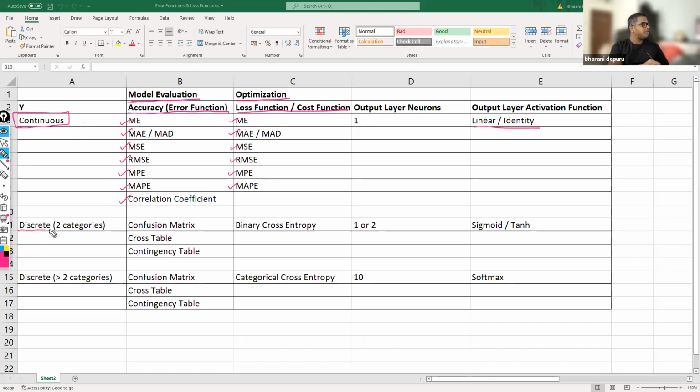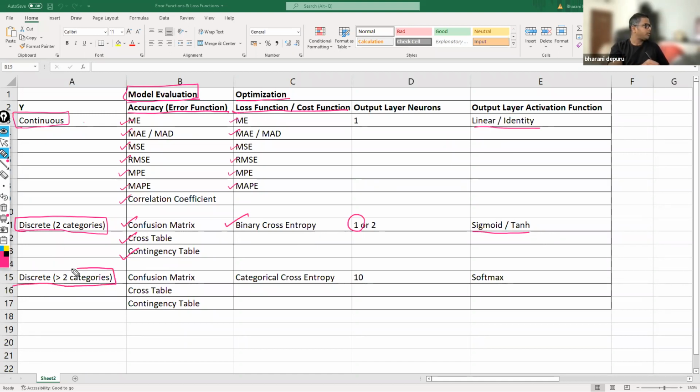If the output variable is discrete in two categories, will a person default on the loan or not? Do we have cat or a dog in the image? Is an image cancerous or non-cancerous? So on and so forth. Then for model evaluation purpose, we use confusion matrix or cross table or contingency matrix. And when it comes to loss function, we use binary cross entropy. Either you use a single neuron or it doesn't matter, right? And when it comes to activation function, we use sigmoid or tanh activation function.